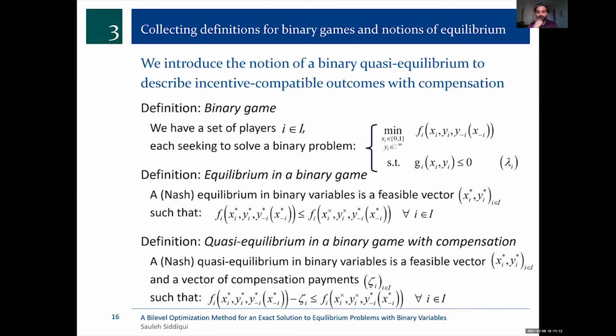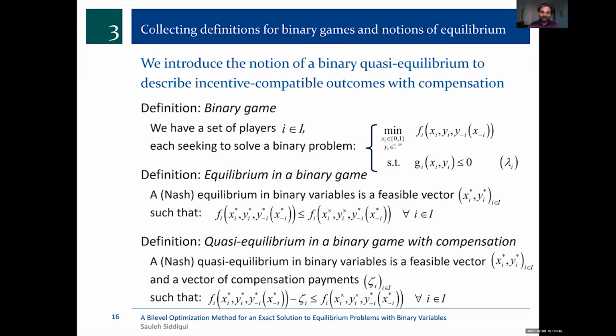We define a quasi-equilibrium in a binary game with compensation. And we say a Nash quasi-equilibrium in binary variables is a feasible vector in which you still compare if you want to deviate, but we give you a set of compensation payments, right? So instead of not deviating, we're going to give you a certain amount of payment, and that's going to ensure that you don't deviate. Now, by construction, there's always an equilibrium in this, right? I can give everyone $1 million and they're not going to want to deviate from whatever solution they are.